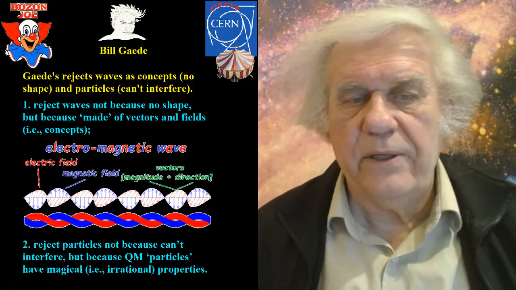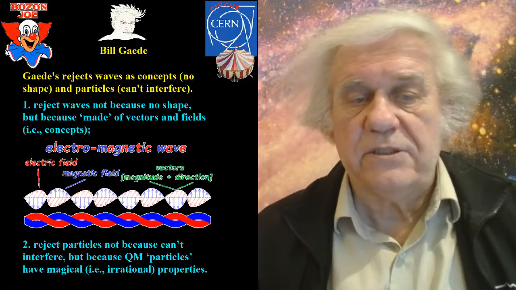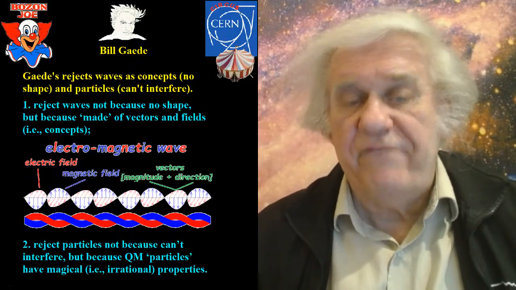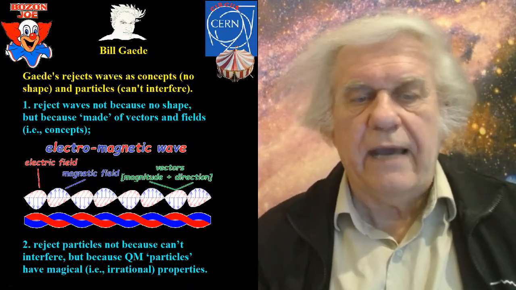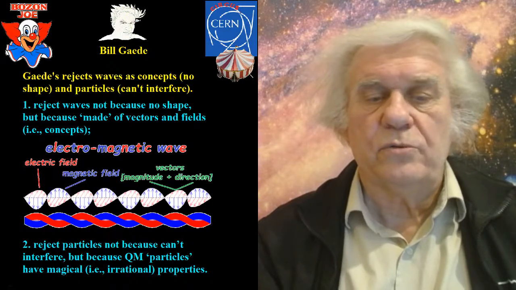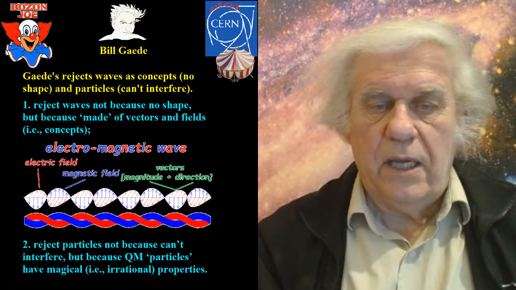Okay, so yeah, we reject waves, not because of no shape, but because they're made of vectors and fields. They're numbers. And we don't accept the particles because they have magical properties. Okay, those are the reasons that I reject those too. And as soon as you define the word object, the word thing, so that we know what you mean by the word thing, then maybe we can have a rational discussion, right? Because now we see where you're coming from.